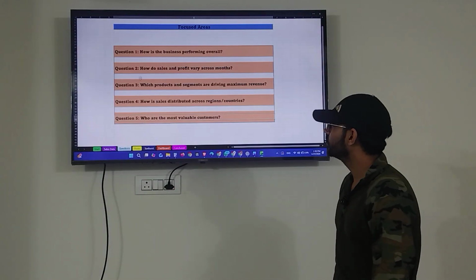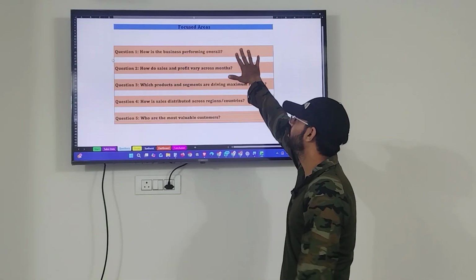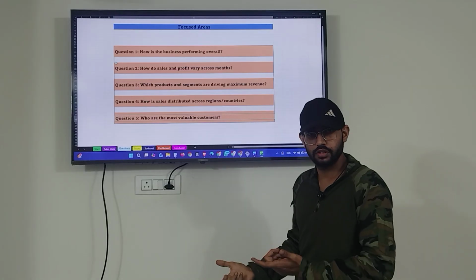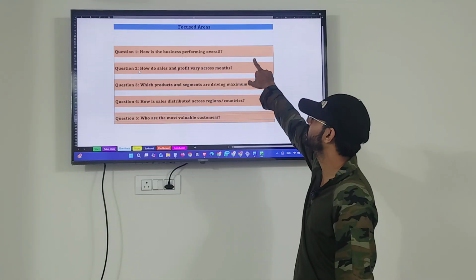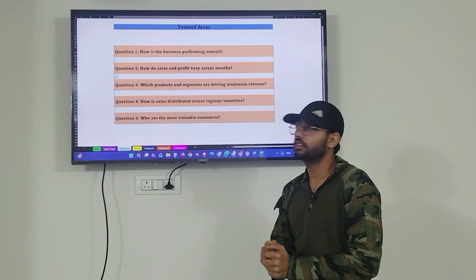Here are the focus areas we have to focus on in today's presentation. First, how is the business performing overall? This is a sales business, so we have to look at this. Secondly, how do sales and profit vary across the months?